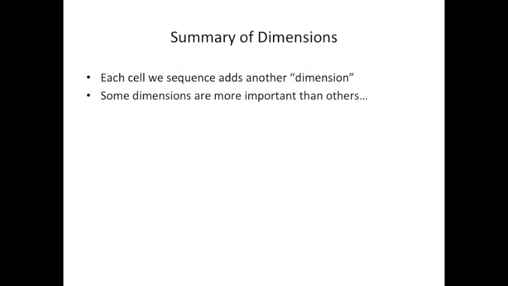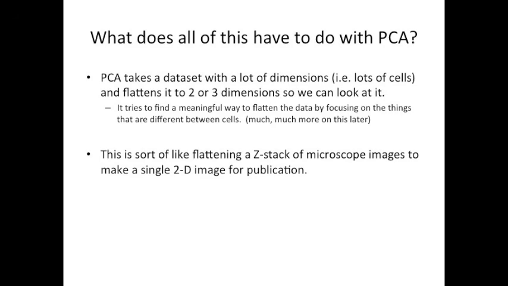To summarize what we know so far, we know that each cell that we sequence adds another dimension, and we also know that some dimensions are more important than others. So what does all this have to do with PCA? Well, PCA takes a dataset with a lot of dimensions, i.e. lots of cells, and flattens it to just 2 or 3 dimensions so we can look at it. It tries to find a meaningful way to flatten the data by focusing on the things that are different between the cells. We're going to talk a lot more about this later.